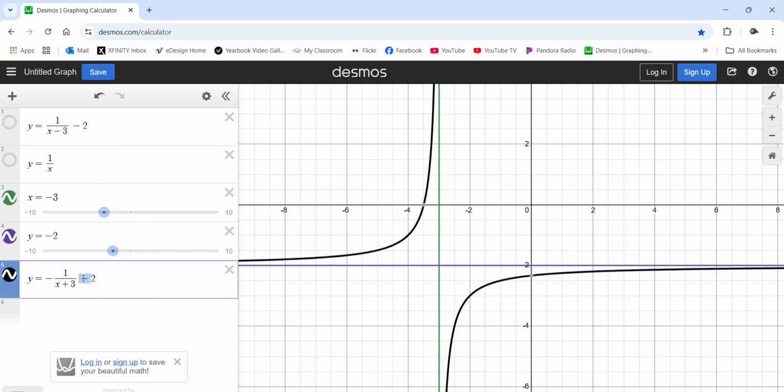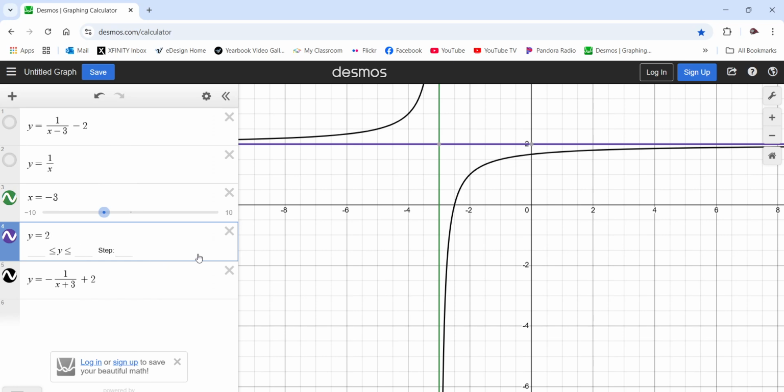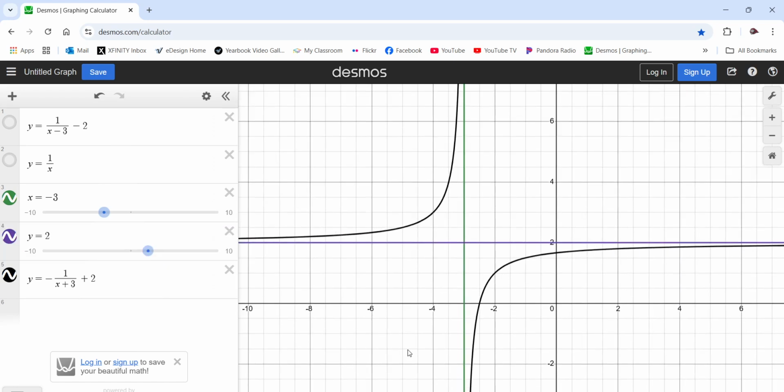What if I shifted this up 2 and I put a plus? See what it did? Just shifted it up there. Of course, that changes my horizontal asymptote. So instead of y equals -2, what is it? Y equals 2, and there it is. Does that make sense? It's not too hard, is it?